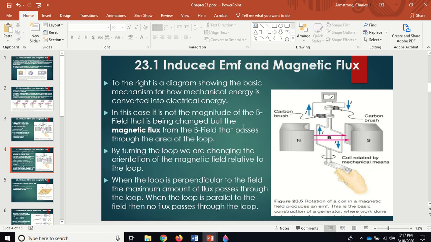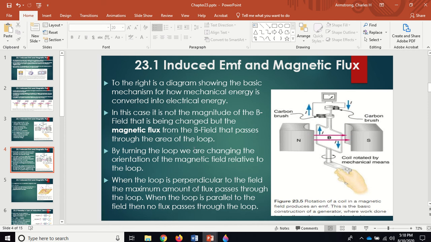Okay, to the right is a diagram showing the basic mechanism for how mechanical energy is converted into electrical energy. In this case, it is not the magnitude of the magnetic field that is being changed. It's a set magnetic field. You've got your north pole here, south pole here. That's a set magnetic field. We're not changing that, okay? But the magnetic flux from the magnetic field that passes through the area of the loop, that's what's being changed. Sometimes it's maximum when the area here is perpendicular to the magnetic field, but then sometimes when the area is parallel to the magnetic field, no flux goes through that area, and we have zero current flowing.